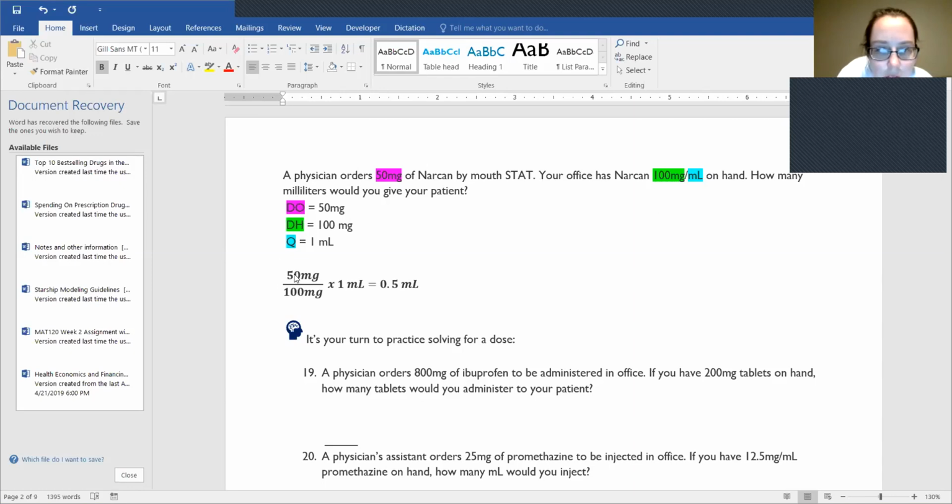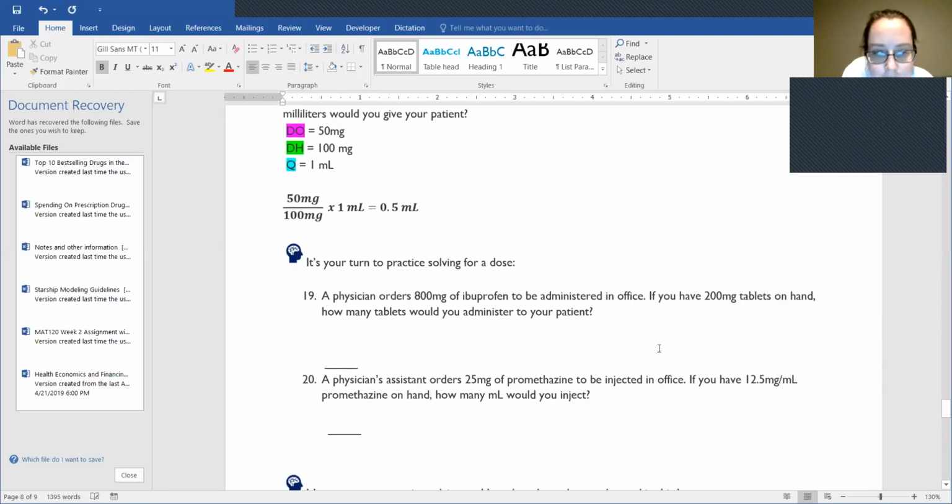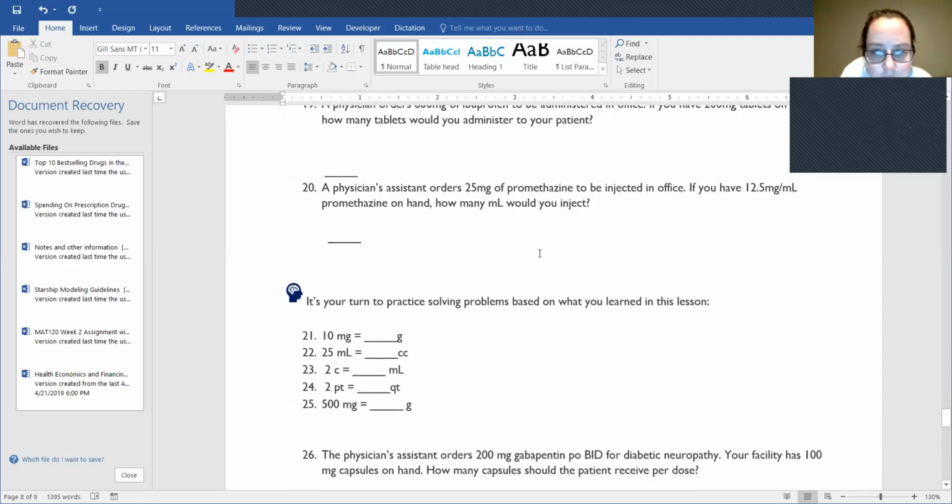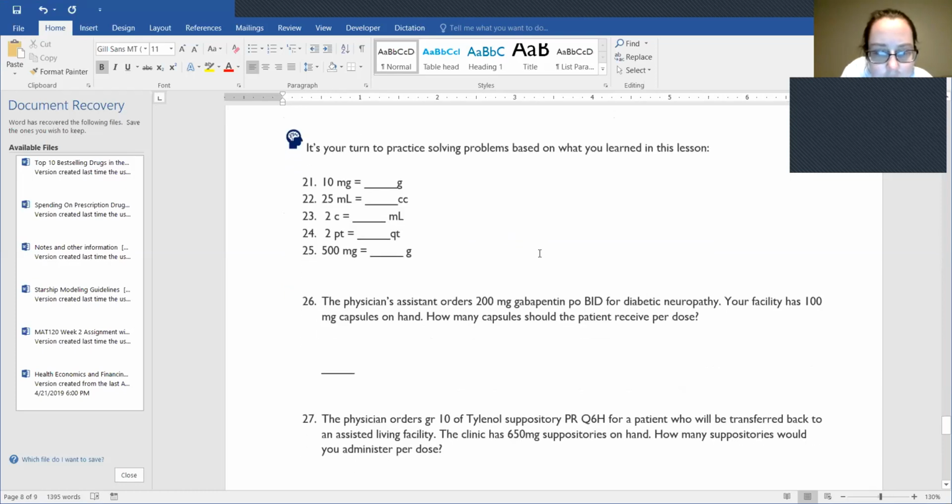50 milligrams is DO, or D. 100 milligrams is DH, or H. You might see that formula. We multiply that by 1 milliliter. Again, the milligrams cancel out, and we end up with 1/2 milliliter as the dose, which we probably would give by an oral syringe. So that's how we would use these formulas. There are several of them here for you to look at, and then there are some extra problems plus a couple of things.